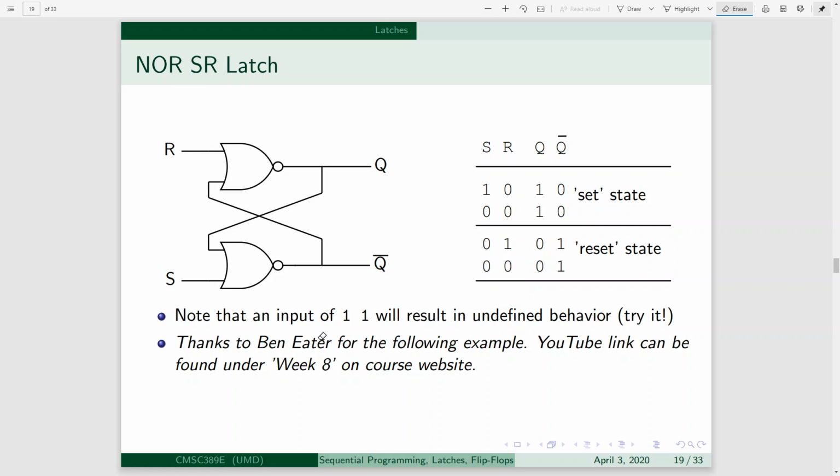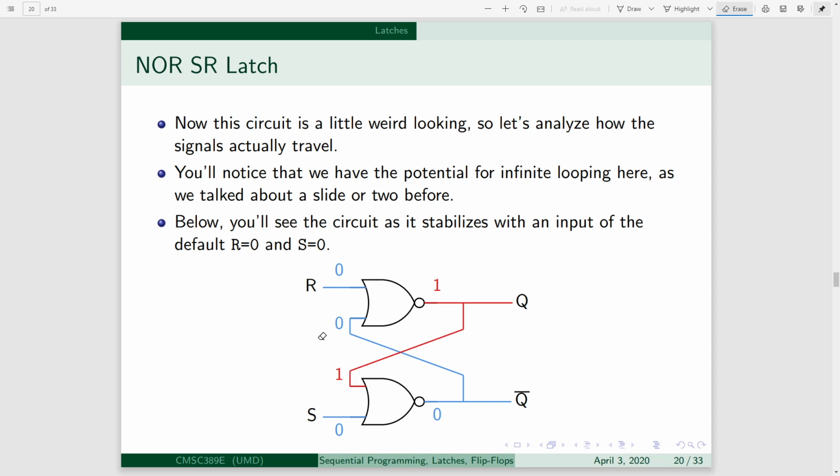And again, we're just talking a little bit more. So I went over the example here, and I've got some neat diagrams, right? This is how the circuit stabilizes with R equals 0 and S equals 0. You can see very clearly how that goes. And again, we talked a little bit about the potential for infinite looping weirdness.